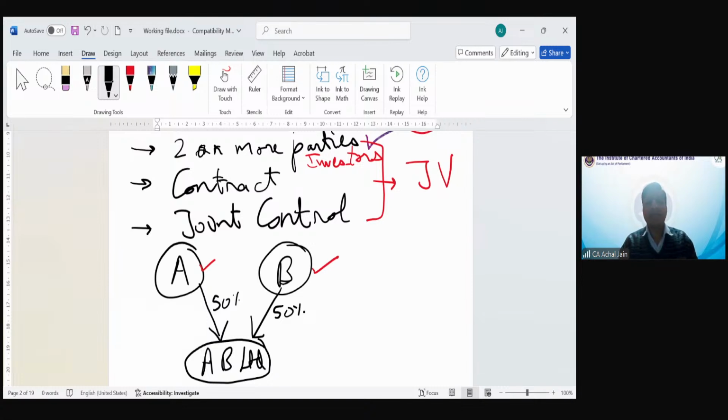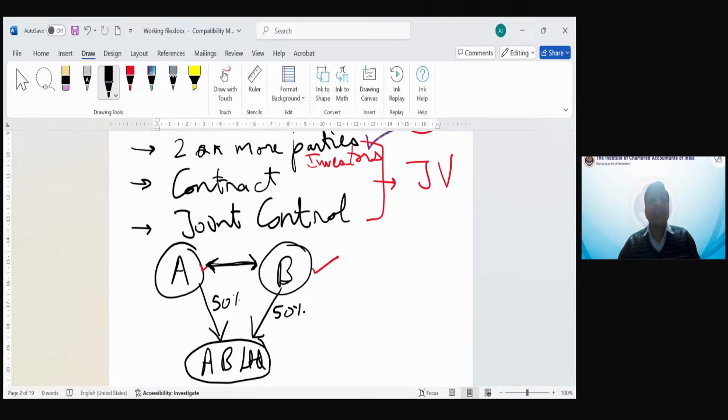Yeah. Now these two investors have an agreement. So they have an understanding amongst themselves. This agreement is not with AB Limited. No, the agreement is between A and B, between the investors. So that's the understanding between these two investors. Now, what is the understanding? That both A and B will control AB Limited.